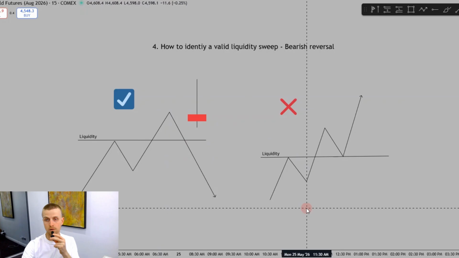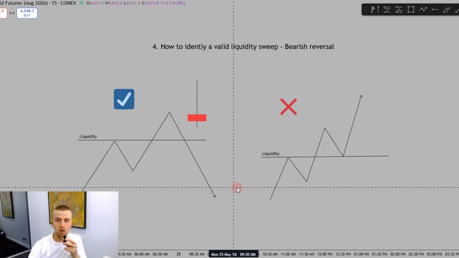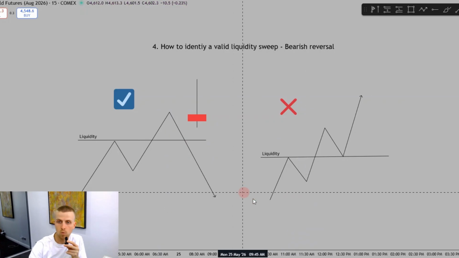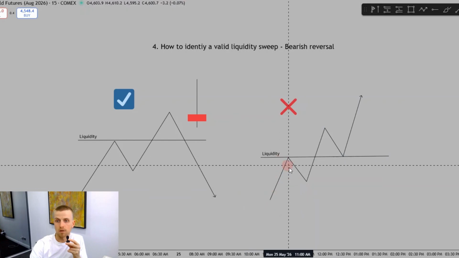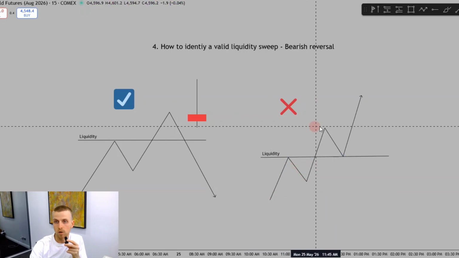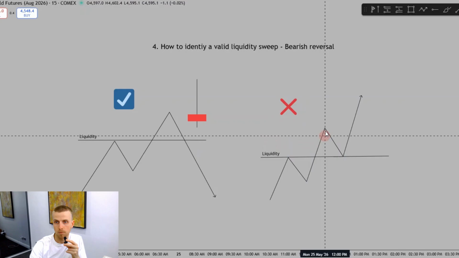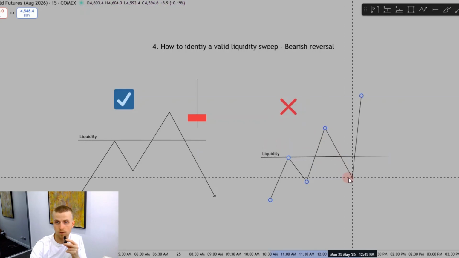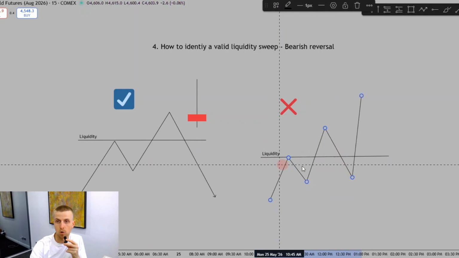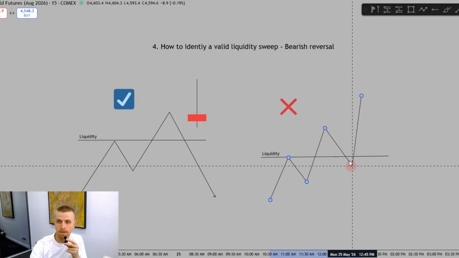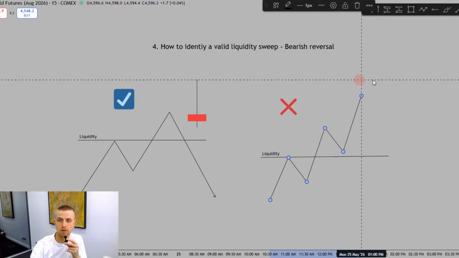An invalid bearish reversal on this would be something like this. So we've swept this liquidity above here, but price fails to close back below that high. And the uptrend continues.